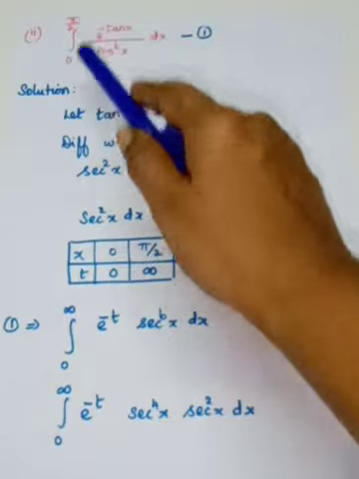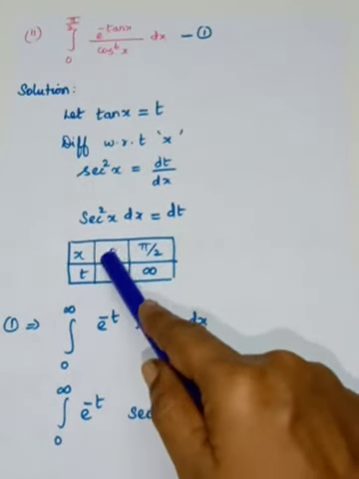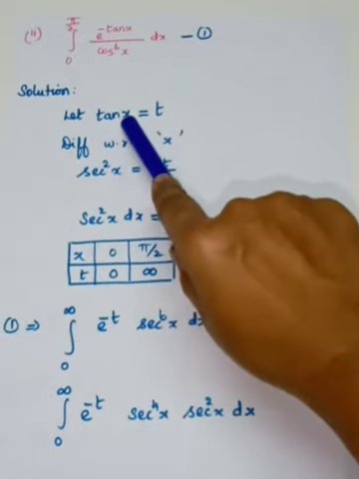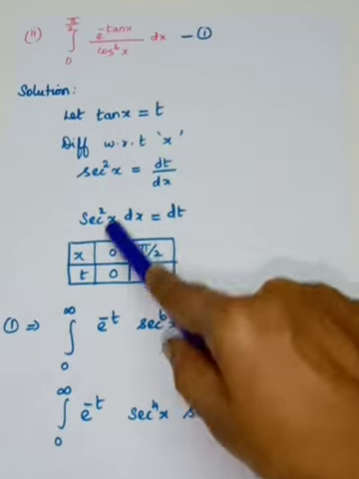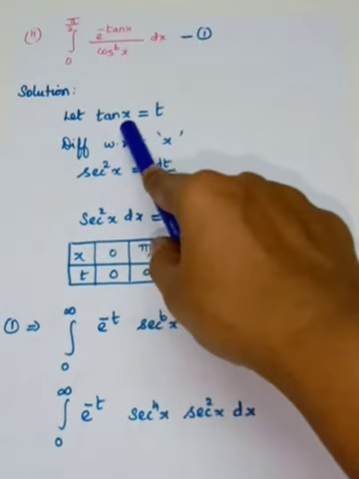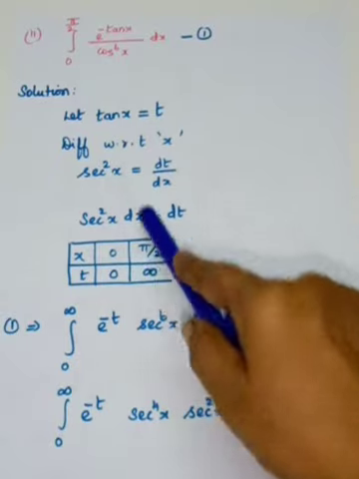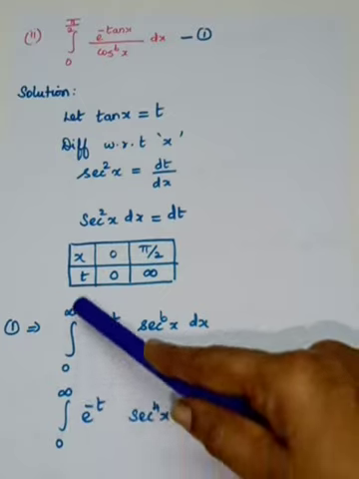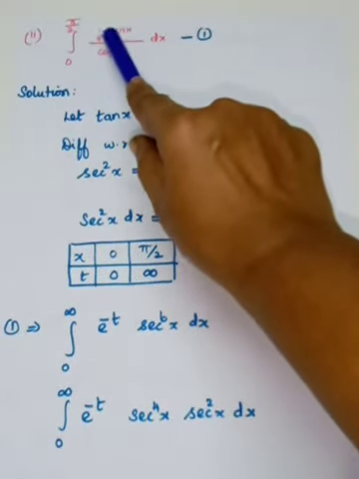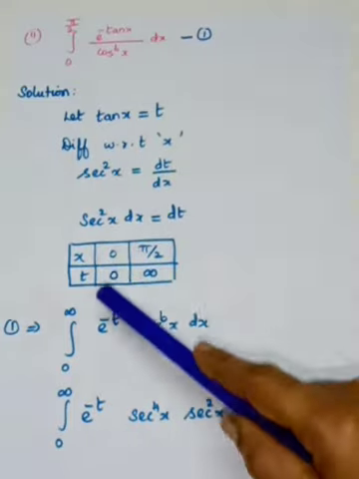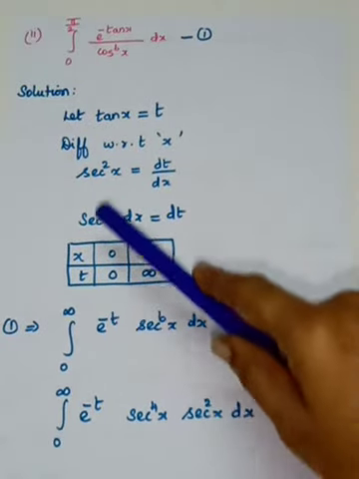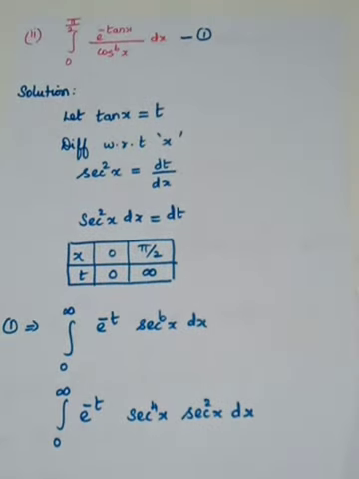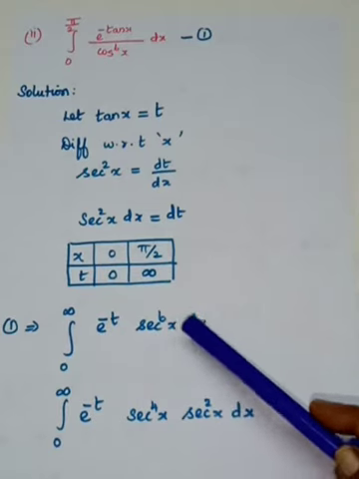So the limit also has to be converted in terms of t. So the x limit is 0 and pi by 2. You have to convert into t. If you substitute x as 0, tan 0 is 0. So t is equal to 0. If you substitute x as pi by 2, tan pi by 2 is infinity. So this first integral can be written as integral 0 to infinity e power minus, what is tan x? It is t. So e power minus t, and 1 by cos power 6x. 1 by cos is the reciprocal of the cosine function, that is secant power 6x into dx.